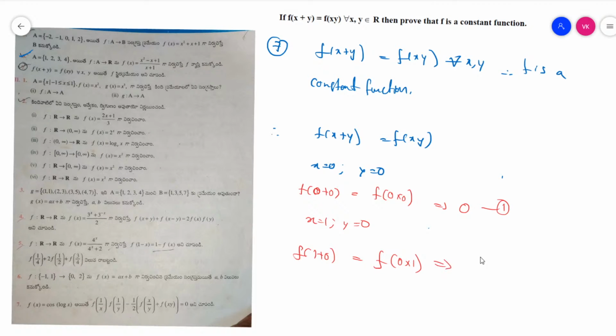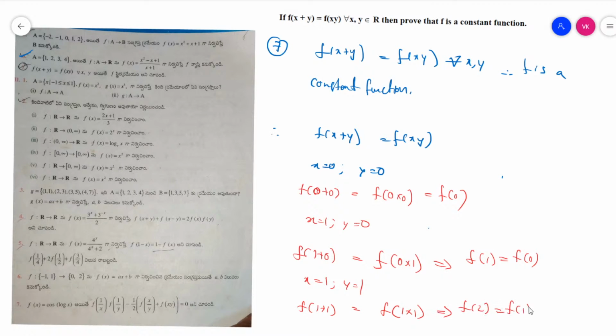That means here we can write f of 1 is equal to f of 0. Now let's take x is equal to 1 and y is equal to 1. Let's go for f of 1 plus 1 is equal to f of 1 into 1, which implies f of 2 is equal to f of 1. This is equation number 2.